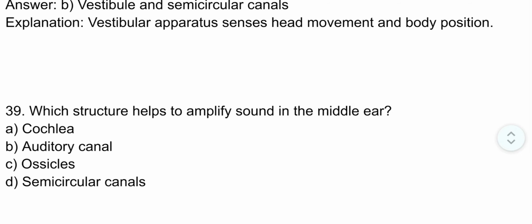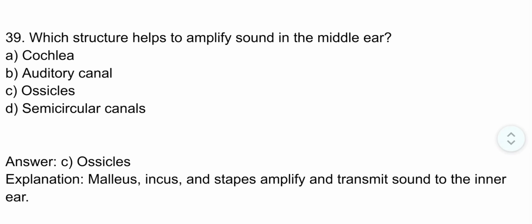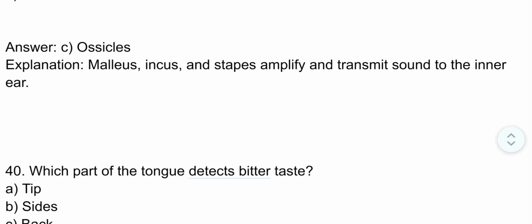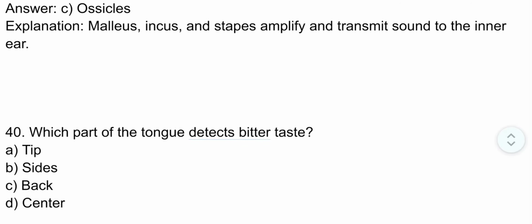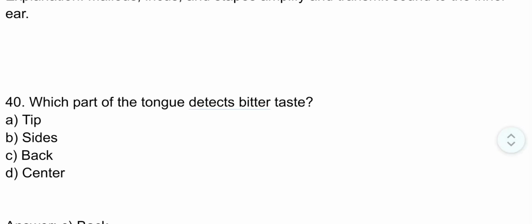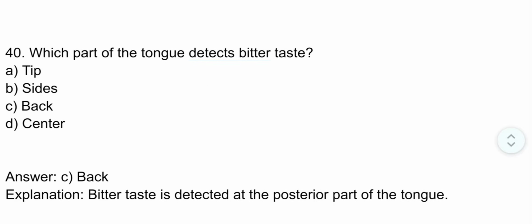Question number 39. Which structure helps to amplify sound in the middle ear? The correct option is option C. Ossicles. Malleus, incus and stapes amplify and transmit sound to the inner ear. Question number 40. Which part of the tongue detects bitter taste? The correct option is option C. Back. Bitter taste is detected at the posterior part of the tongue.